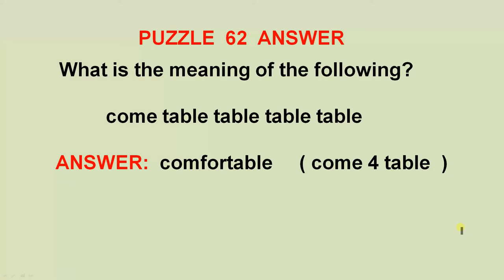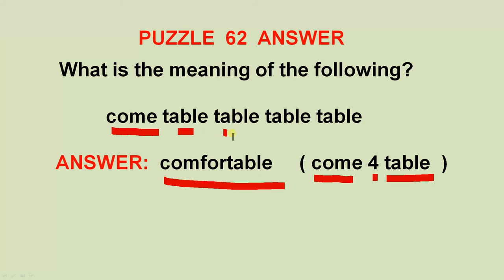The answer to the puzzle, what is the meaning of the following? Comfortable. Come for table. There's come, and you've got 4 words of table. Comfortable. Wasn't that tricky?